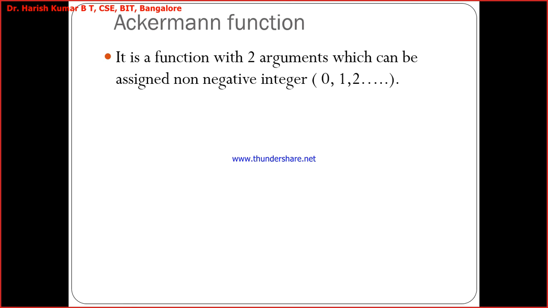But there is a certain limitation, and beyond that you cannot give, since this function grows faster than the exponential function. There is a certain limit, and you have to stop at that limit, and beyond that it will not work and will not give you the correct answer, since it grows faster than the exponential. So how many arguments does an Ackermann function take? Two arguments. And what type of arguments? Only non-negative integer values.